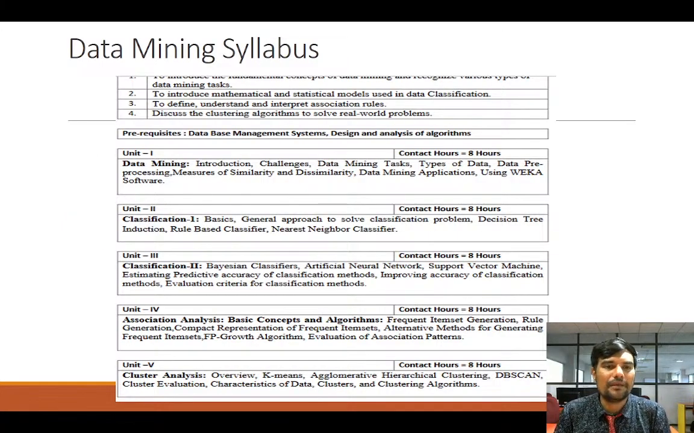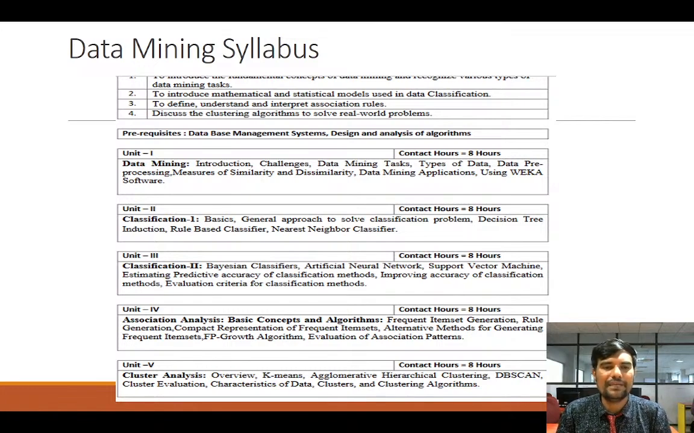Then this is the data mining syllabus. Overall we have 5 units. In the first unit I'll be covering the data mining introduction, like what is the advantage of learning, or why we are learning this data mining subject, and what the data pre-processing task is. As I discussed, the data has to be pre-processed before we apply some algorithms. The applications and the issues in data mining and some WEKA software will be discussed in the first unit.